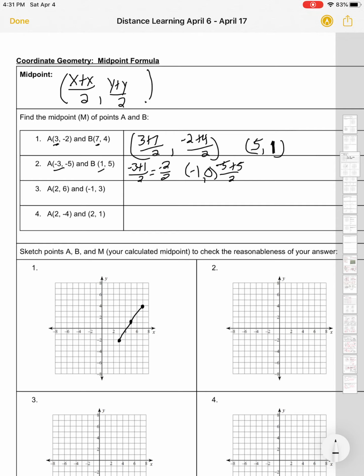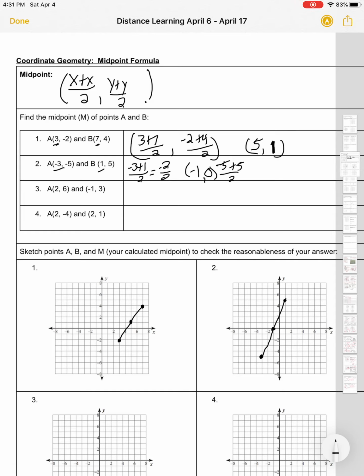So our answer is negative 1, 0. Number 2 on the graph, negative 3, negative 5, and negative 1, 1, 5. And then our answer is negative 1, 0. So again, that is in the middle, so we got that one right as well.